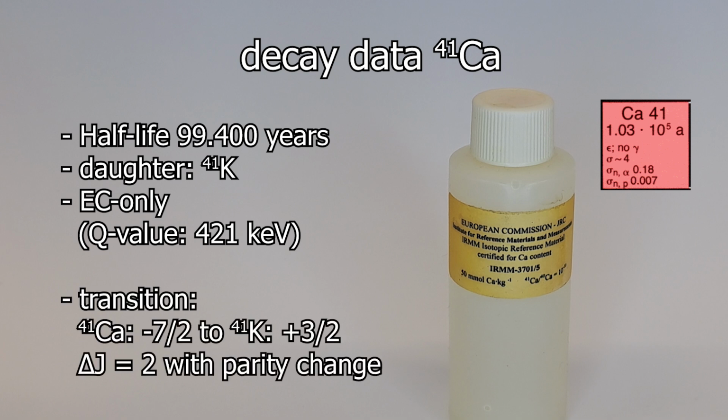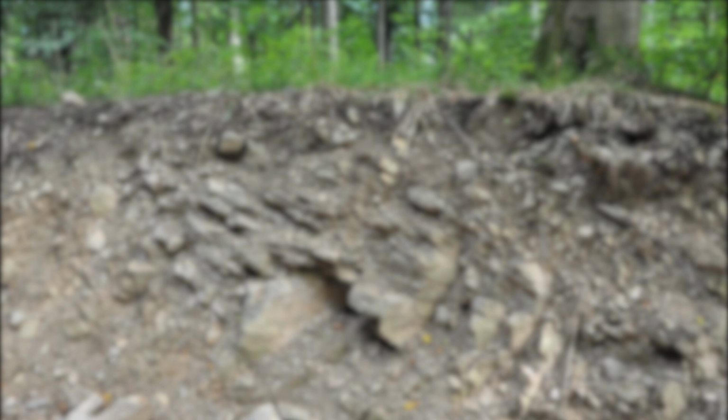It decays from a 7/2 minus state directly into the 3/2 plus state. This is also the ground state, which means that no gamma lines are associated with this decay, making measurement rather complicated. It occurs naturally in trace amounts because it is a cosmogenic radionuclide.